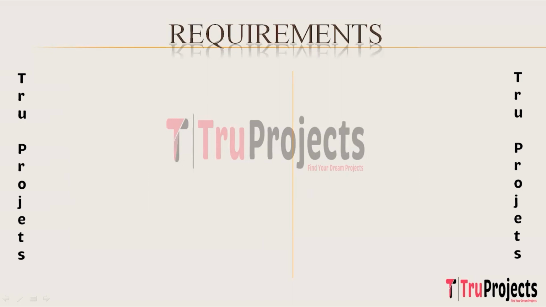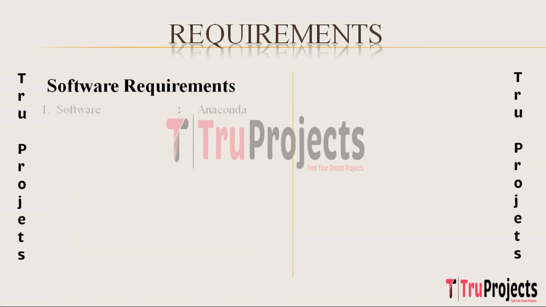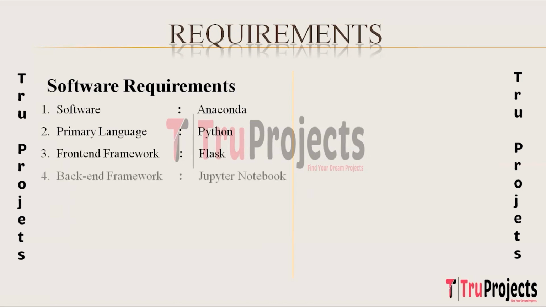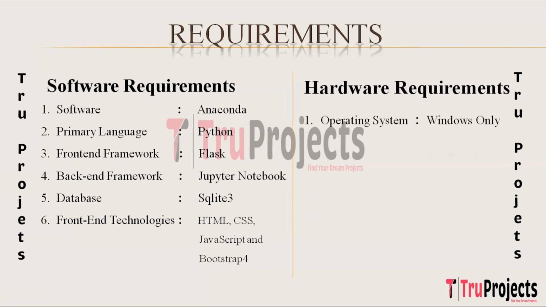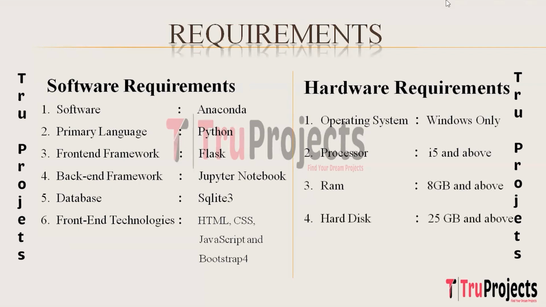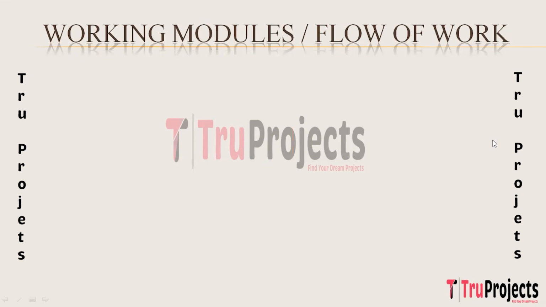Requirements needed to execute this project are software requirements. Software used is Anaconda, primary language used is Python, front-end framework used is Flask, backend framework used is Jupyter Notebook, database used is SQLite 3, and front-end technologies used are HTML, CSS, JavaScript, and Bootstrap 4. Hardware requirements needed are operating system of Windows, processor of i5 and above, RAM of 8GB and above, hard disk of 25GB and above. Now we'll discuss the working modules of flow of work.